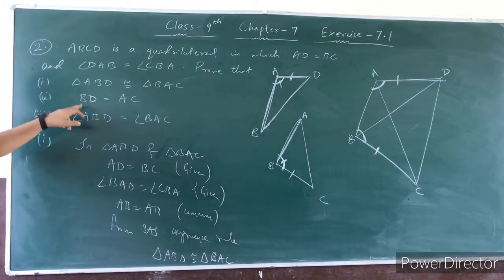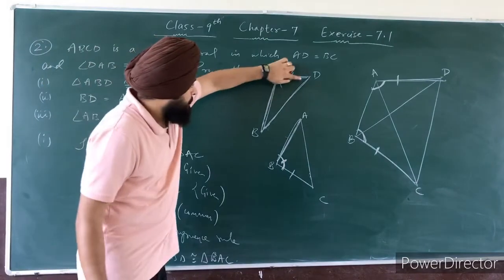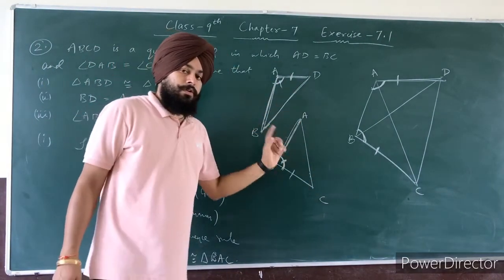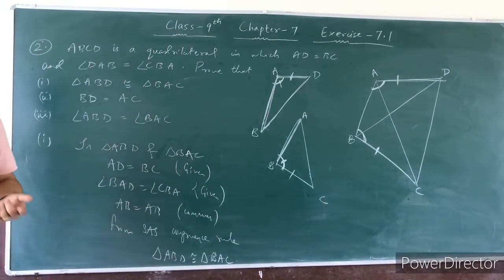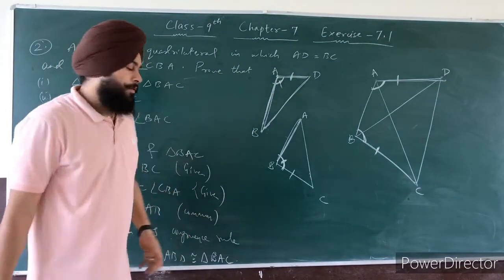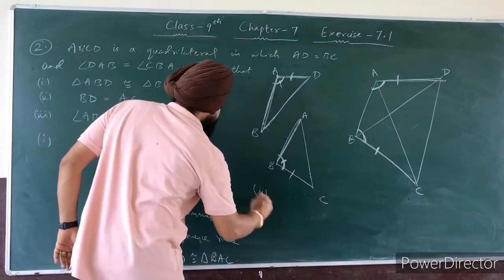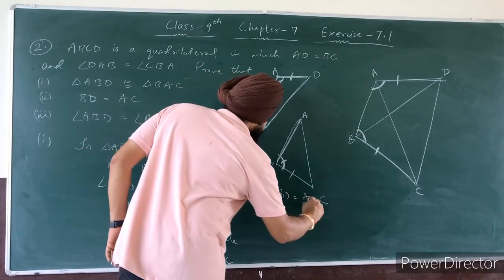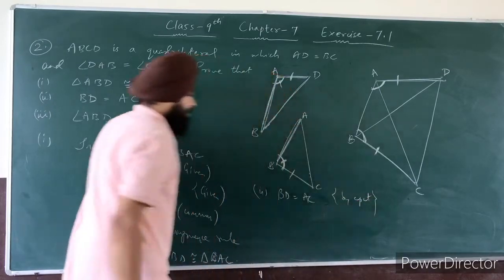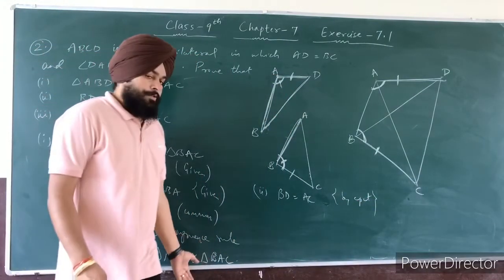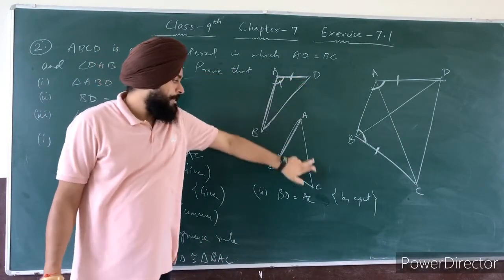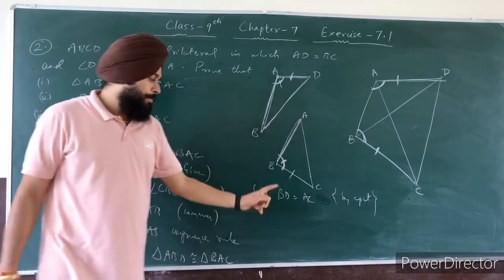Now BD is equal to AC. You can check here in the first triangle this side BD, and in the second triangle this side AC. This is also equal. What is the reason? By CPCT. Because when we have proved the triangles congruent, you can take any two of their parts equal. So the second one is BD equal to AC. What is the reason? By CPCT. Because we have already proved the triangles congruent. BD is a part of this triangle and AC is a part of this triangle ABC. That's why it is equal.